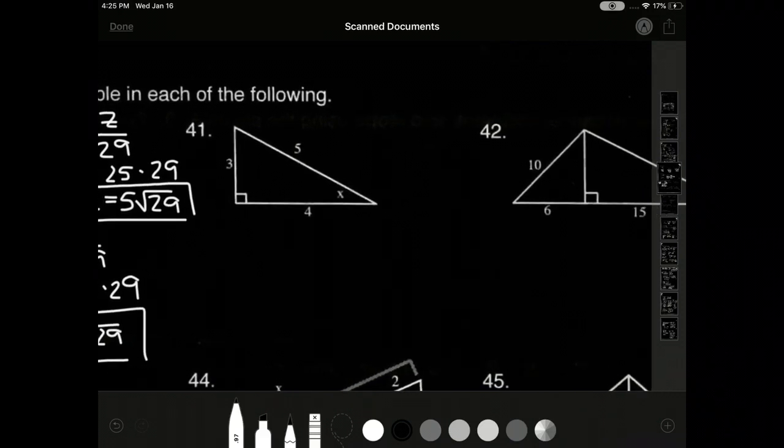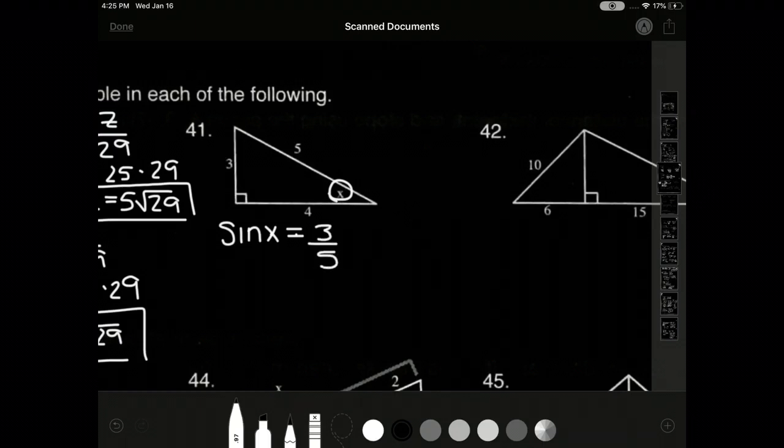Now 41, x is an angle, which means you can do trig. We can do sine, which is opposite over hypotenuse, so you do 3 over 5. We can do cosine, which is 4 over 5, or we can do tangent, which is 3 over 4. And so I'm going to actually do sine. So sine of x is going to be my opposite side, which is 3, and my hypotenuse, which is 5.